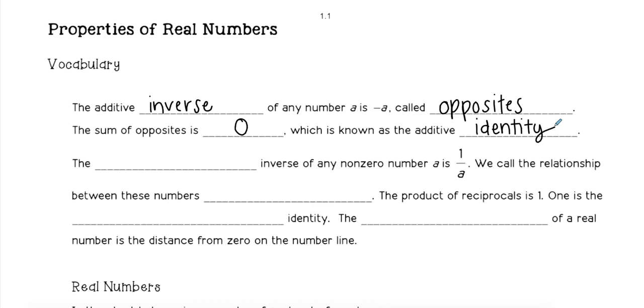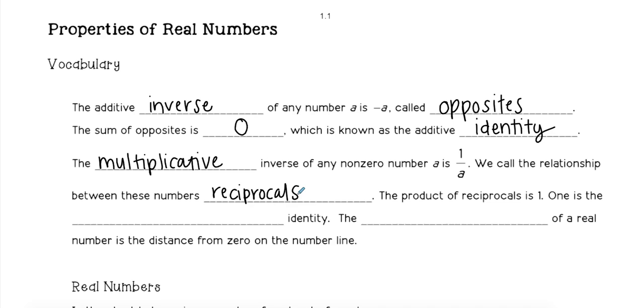Now we're going to talk about our multiplicative properties. So the multiplicative inverse of any non-zero number a is 1 over a. Hopefully you guys remember what this relationship is called. So if I had 3 and a third, if I had 2/5 and 5/2, if I had negative 12 and negative 1/12, those are called reciprocals. They're reciprocals of each other.